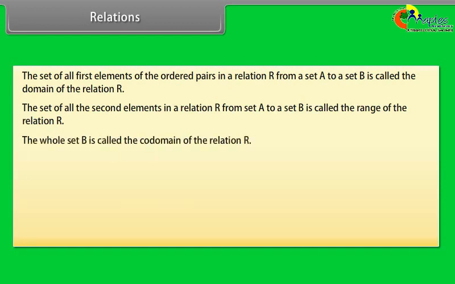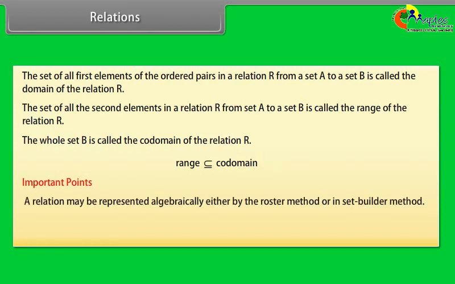The whole set B is called the codomain of the relation R. Range is a subset of codomain. It means every element of range is also an element of codomain. Important points: a relation may be represented algebraically either by the roster method or in set builder method. An arrow diagram is a visual representation of a relation.